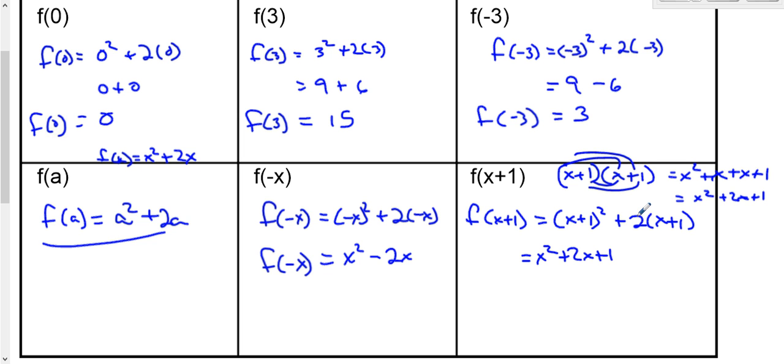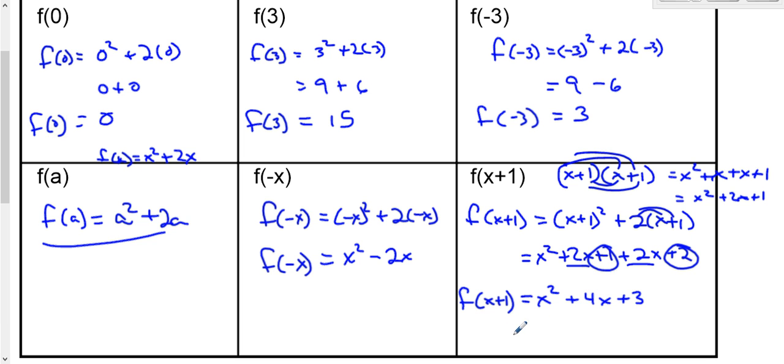Now with the 2 times x plus 1, I have to distribute the 2 and then continue writing it down here, and I get plus 2x plus 2. Now I'm going to combine like terms. I've got 2x plus 2x, which is 4x, so I get x squared plus 4x, and I have positive 1 and positive 2. Add those together, 1 plus 2 is 3. So the function evaluated at x plus 1 is equal to x squared plus 4x plus 3.